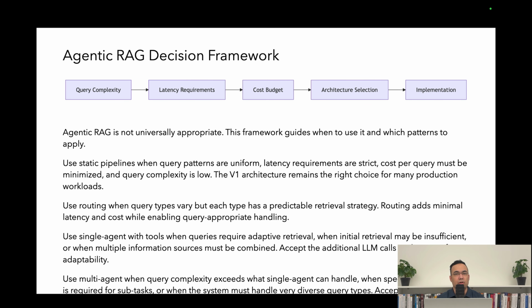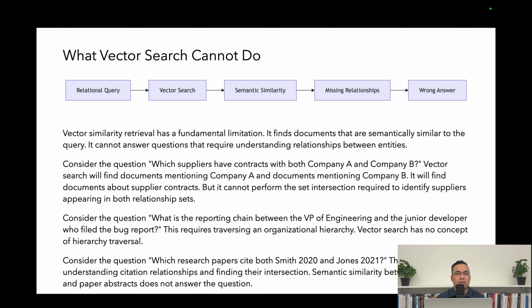And now let's move to knowledge graphs. Let's talk about the fundamental limitations of vector similarity retrieval. Vector search finds documents that are semantically similar to the query. It cannot answer questions that require understanding relationships between entities. Consider the question, for example: which suppliers have contracts with both company A and company B?